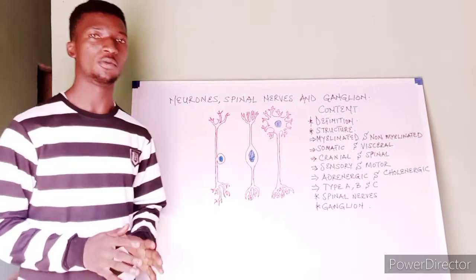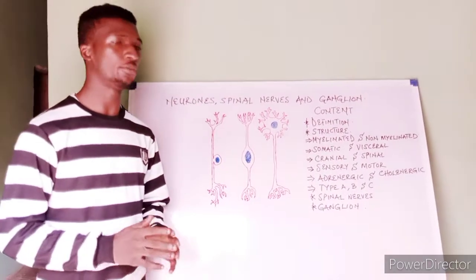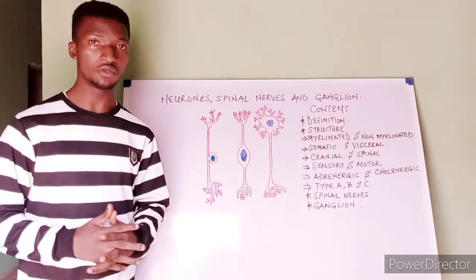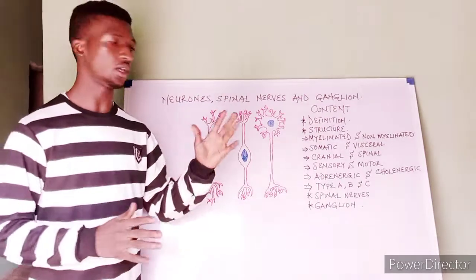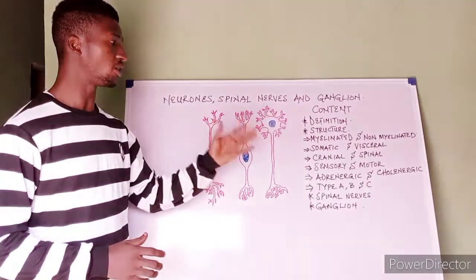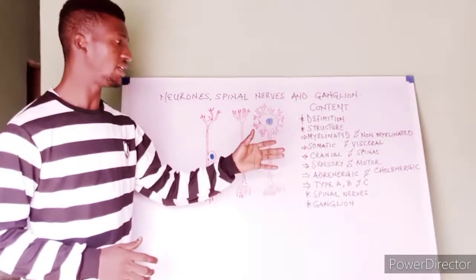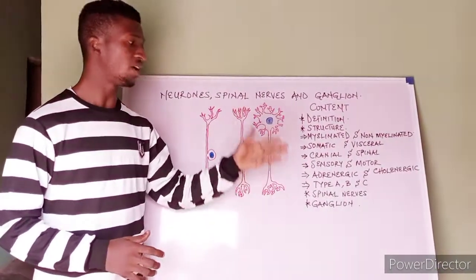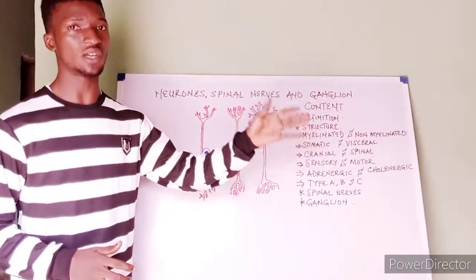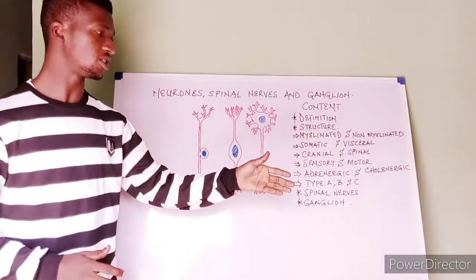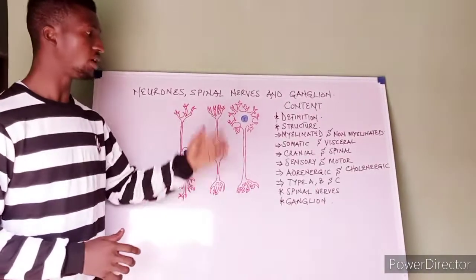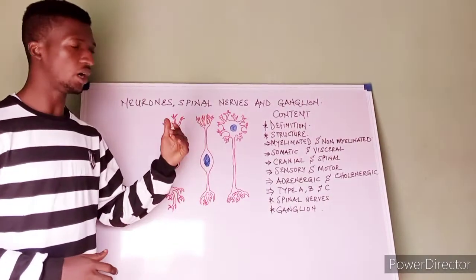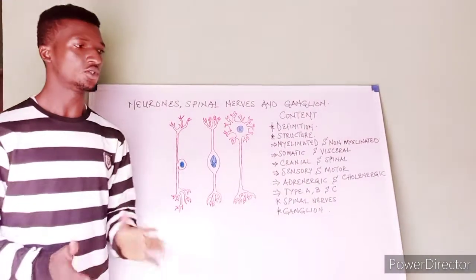In this video we'll be talking about a whole lot of things, but we'll be very concise about our topics, which are the neurons, the ganglions, and the classification of neurons, which include the myelinated and the non-myelinated. We have the somatic, the visceral, the cranial, the spinal, the sensory, and the motor. There's also what is referred to as intermediate. When we get to that aspect, we'll expatiate more. We have the adrenergic, the cholinergic, and type A, type B, and type C nerves or nerve cells. So now let's get started.